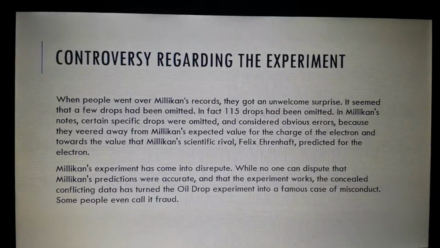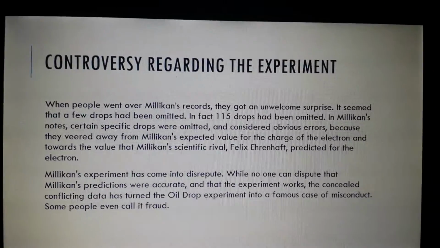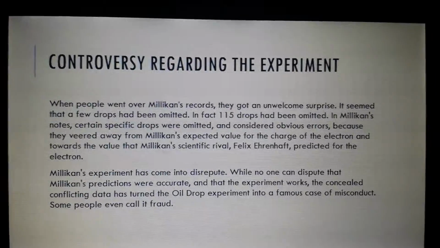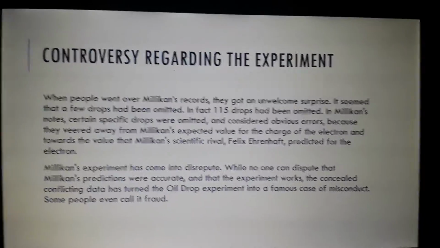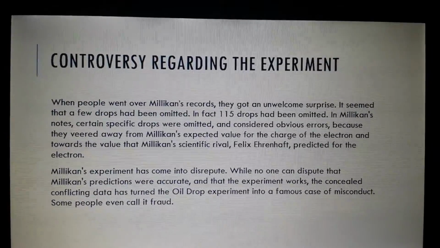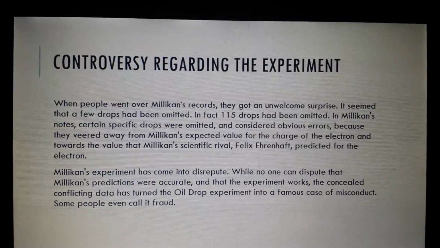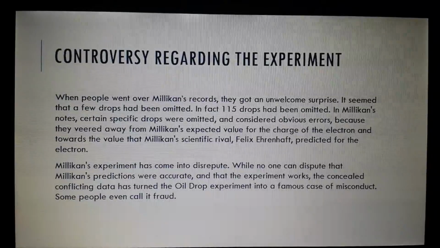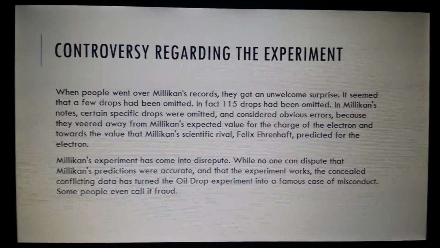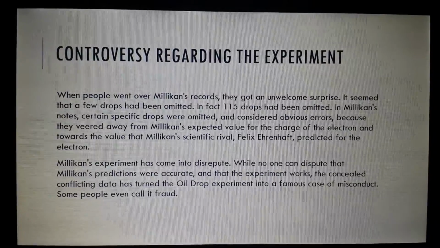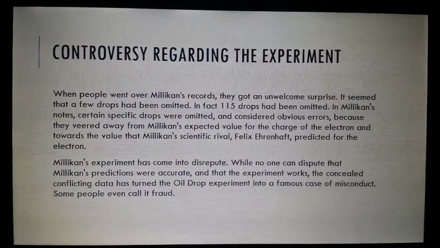Some controversy regarding the experiment. When people went over Millikan's records, they got an unwelcome surprise. It seemed that a few drops had been omitted. In fact, 115 drops had been omitted. In Millikan's notes, certain specific drops were omitted and considered obvious errors because they veered away from Millikan's expected value for the charge of the electron and towards the value that Millikan's scientific rival, Felix Ehrenhaft, predicted for the electron.